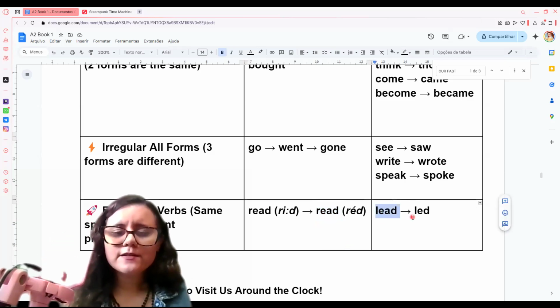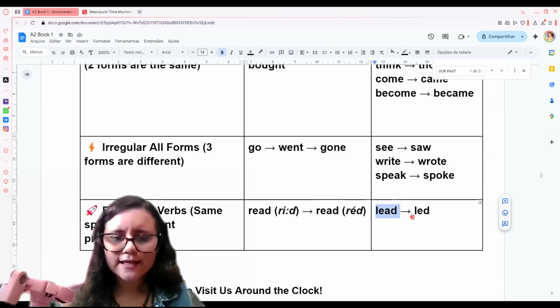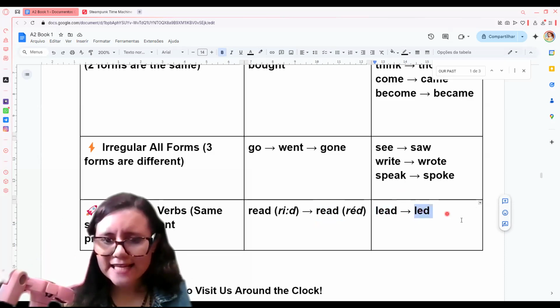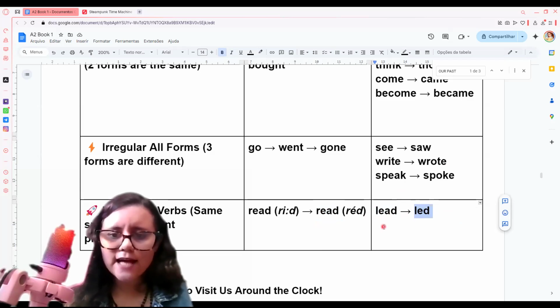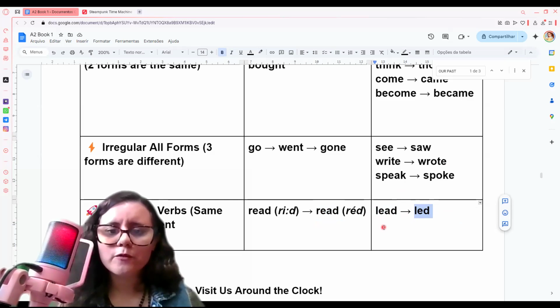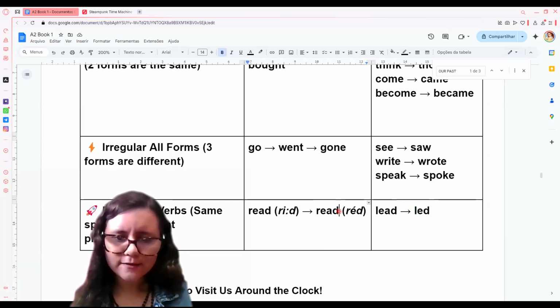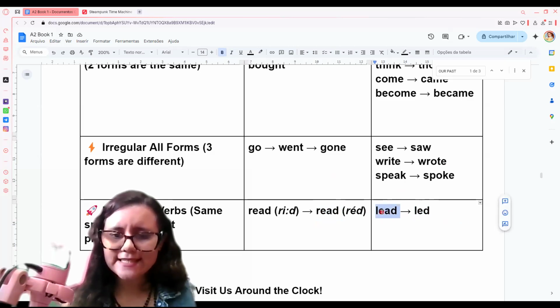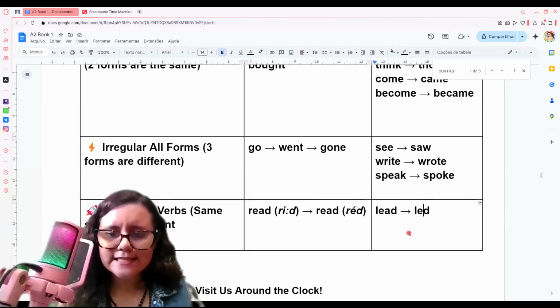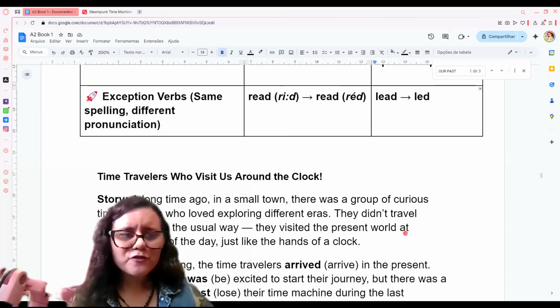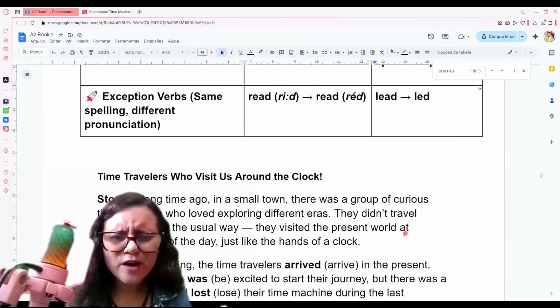The same happens with lead, led. Lead, led. Let's repeat one more time. Read, read. Lead, led. Very good. Time travelers who visit us around the clock.